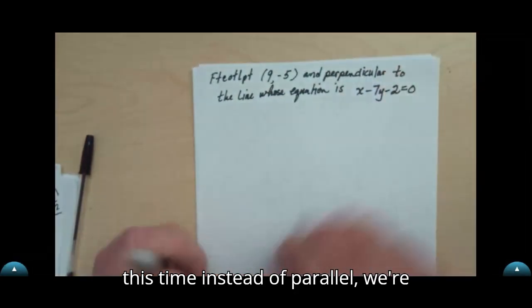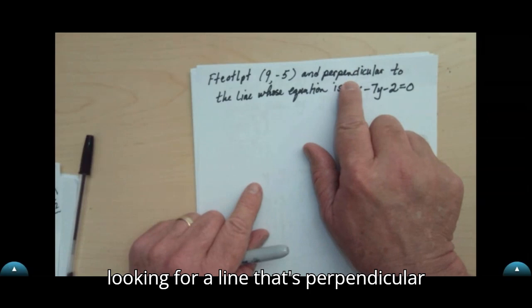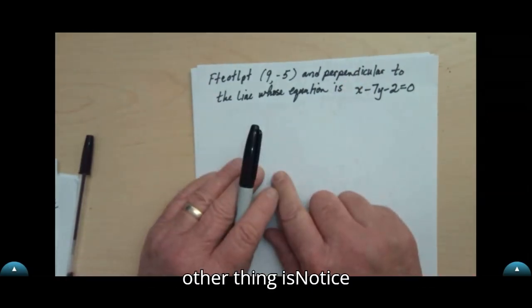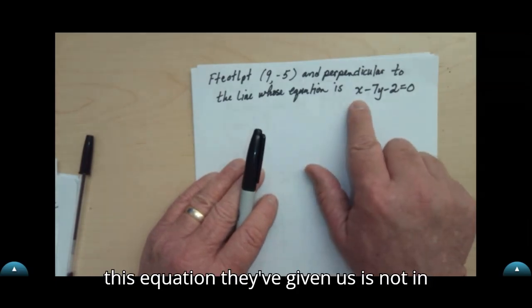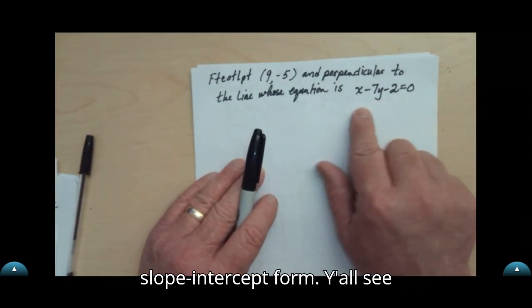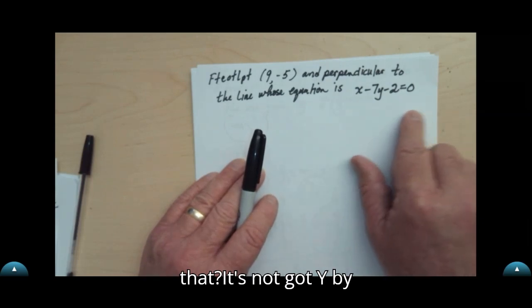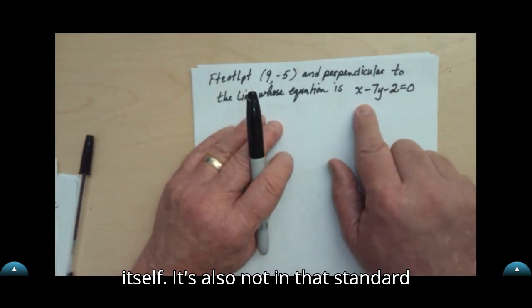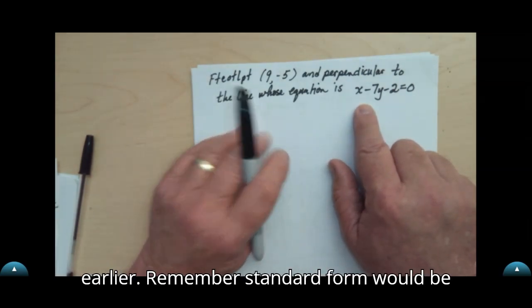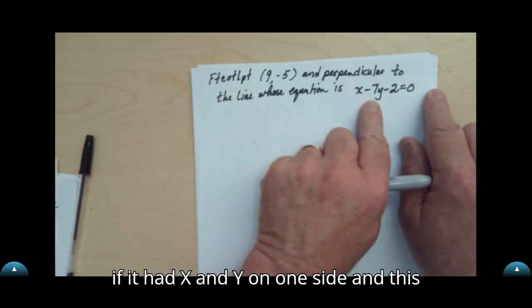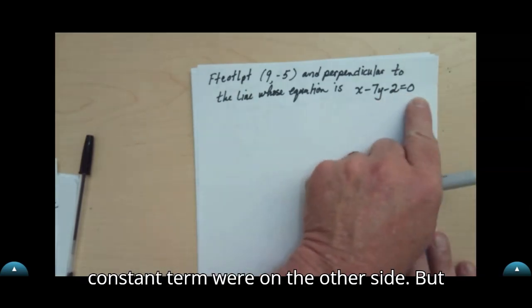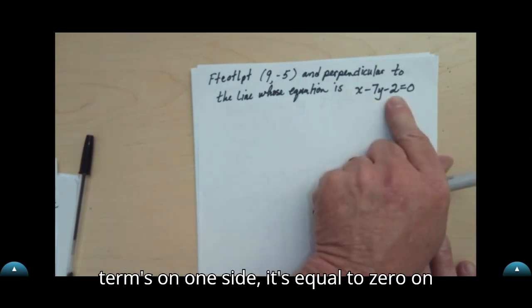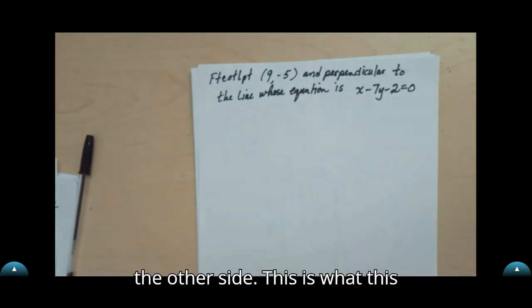First of all, this time, instead of parallel, we're looking for a line that's perpendicular to some line whose equation is this. The other thing is, notice this equation they've given us is not in slope-intercept form. Y'all see that? It's not got y by itself. It's also not in that standard form that we talked about a little bit earlier. Remember, standard form would be if it had x and y on one side and this constant term were on the other side. But it's not that either. Do y'all see? Every term's on one side and it's equal to 0 on the other side.